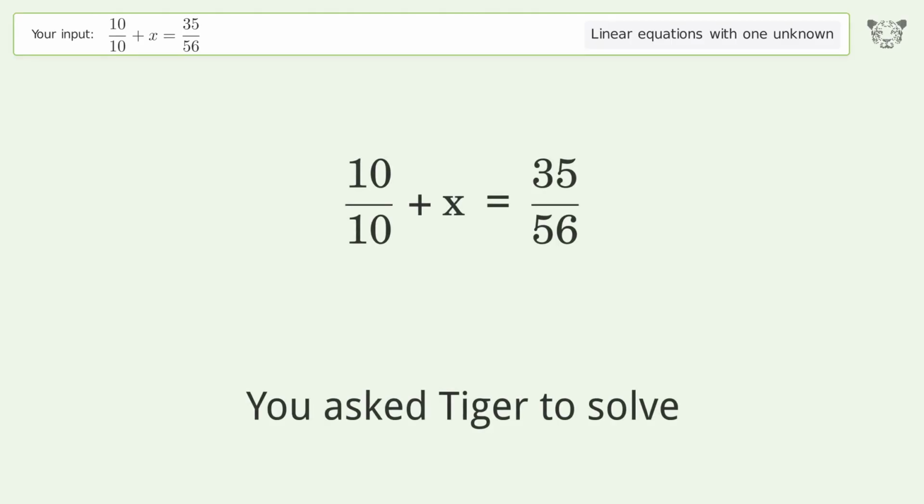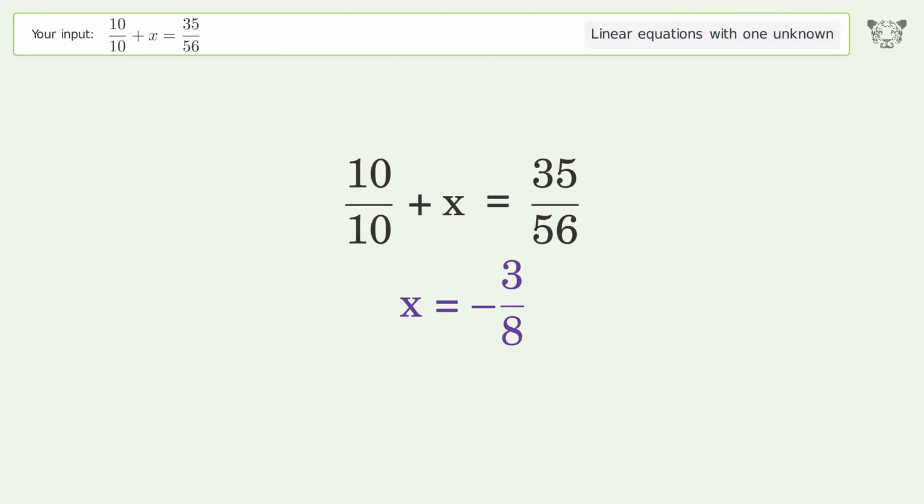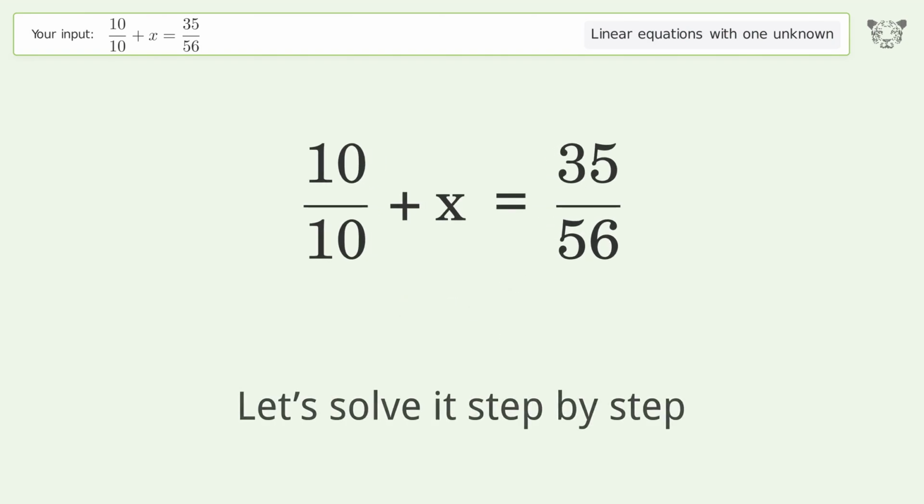You ask Tiger to solve. This deals with linear equations with one unknown. The final result is x equals -3/8. Let's solve it step by step.